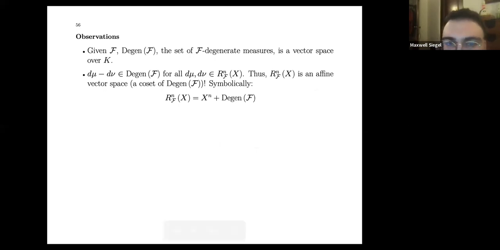Now we make some observations. For a fixed K-frame F, the set of all F degenerate measures is a vector space over K. We just add them together and we get another degenerate measure. Moreover, given two different realizations of X^n with respect to a specific frame, their difference is necessarily a degenerate measure. This shows that the nth realization space of X is an affine vector space. That is, it's a coset of the space of degenerate measures. And so we can write it like that.